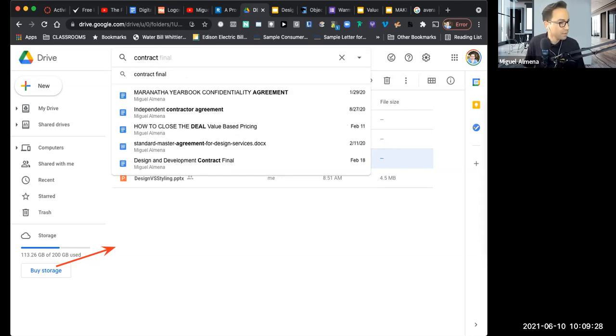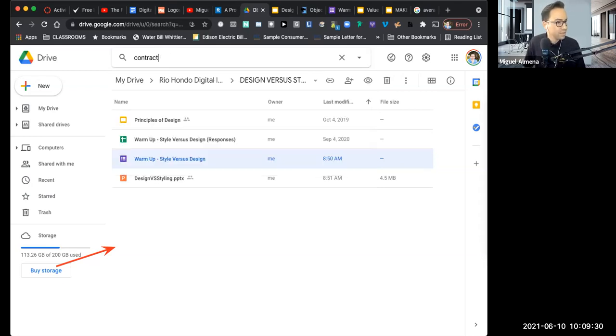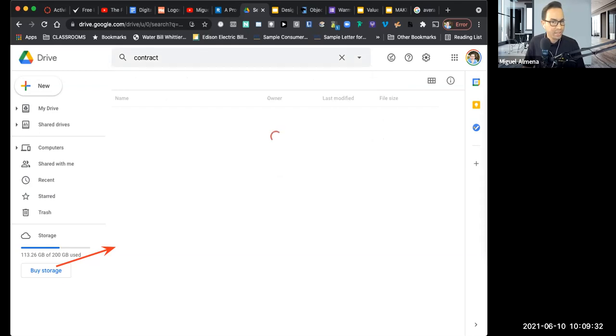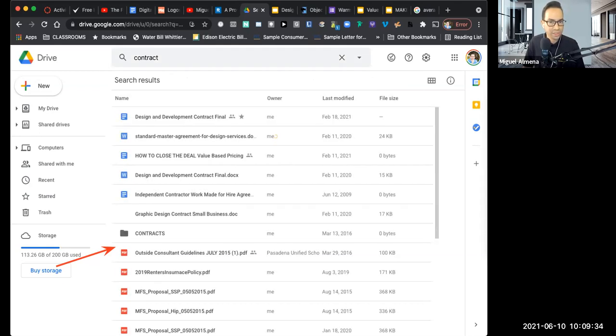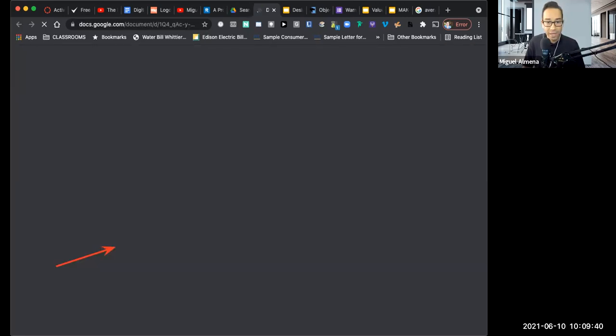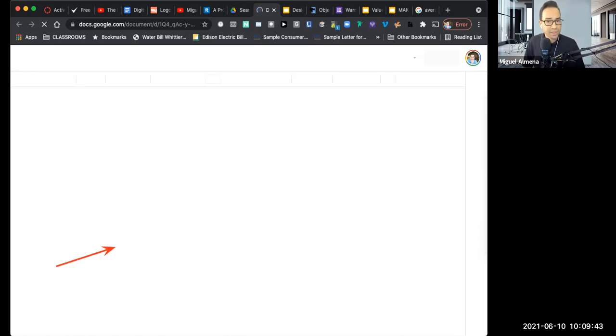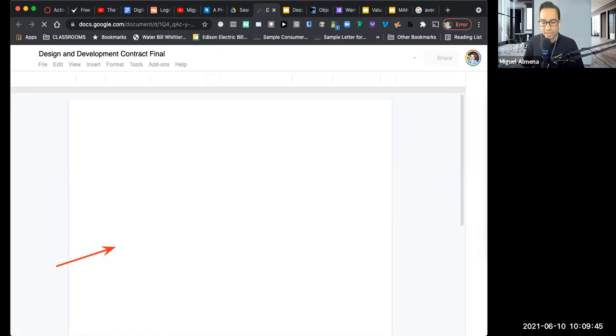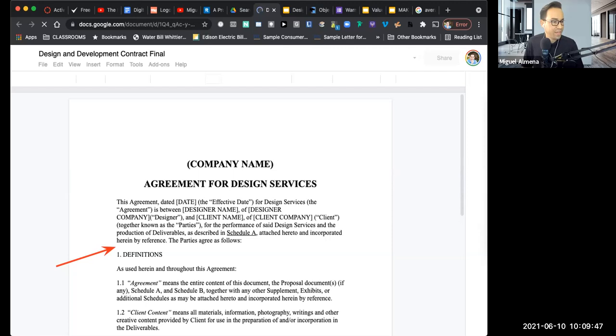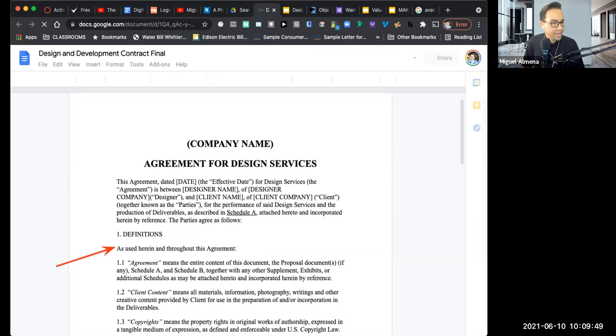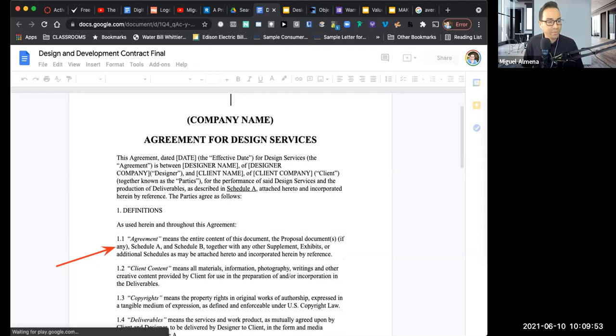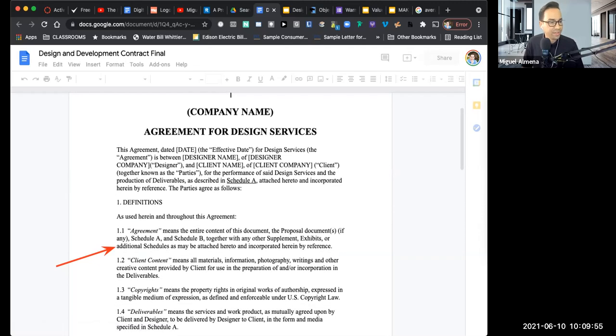How to close the deal. Standard design and development contract. I know I gave it to the class last year, and then get you going. Okay, here it is, design and development contract final. Here's basically what this contract is: it is a copy of an invoice, and everywhere it's in parentheses, you would put your name, your company name, and where it's in brackets, client name, you would put the company name or the client name.